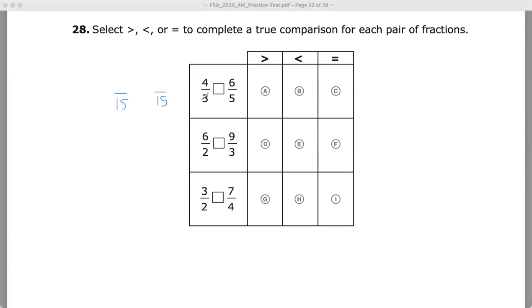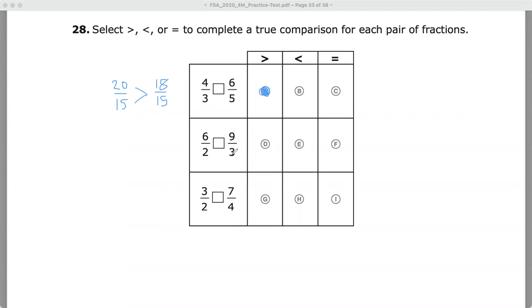And 3 times 5 is 15, so 4 times 5 is 20. And then 5 times 3 is 15, so 6 times 3 is 18. 20 is greater than 18. Now let's look at the next one.